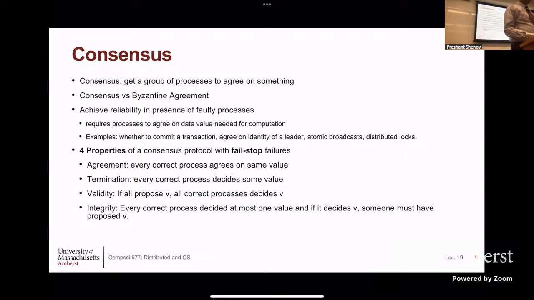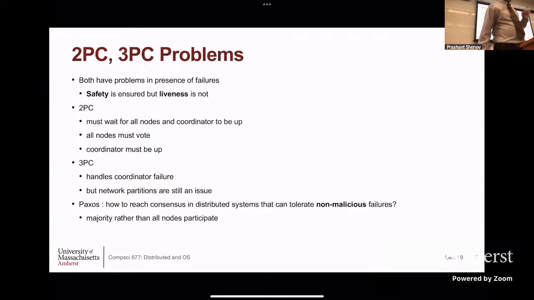Okay? So let's try to understand how to do this. But before we get to Paxos, I just want to reiterate the problems with 2-phase commit and 3-phase commit. Okay, so what you want to understand from 2-phase and 3-phase commit are, there are 2 properties that you would like in a typical distributed system or application.